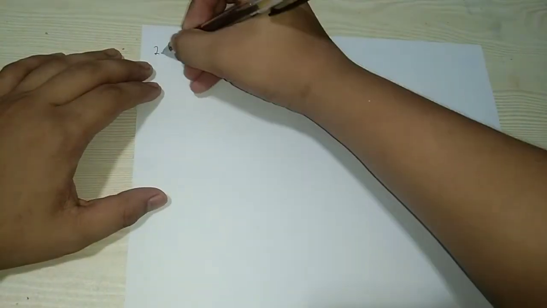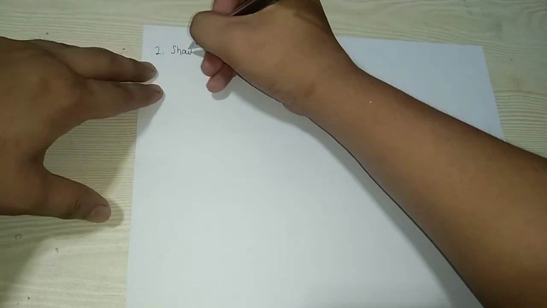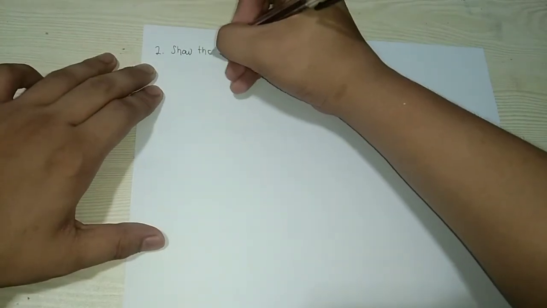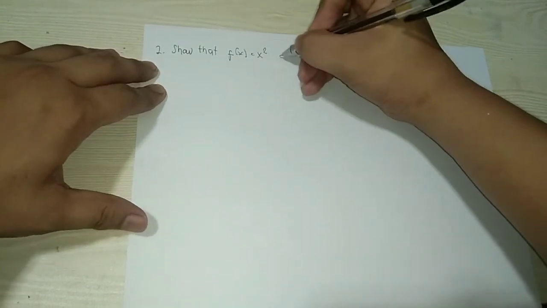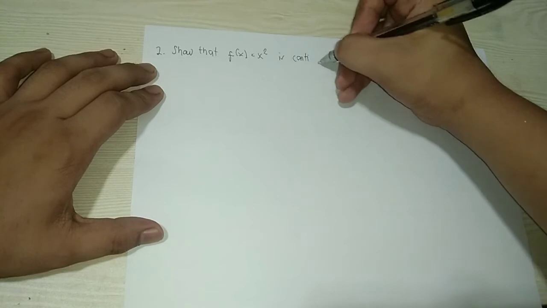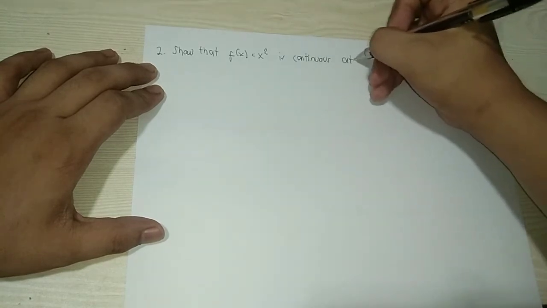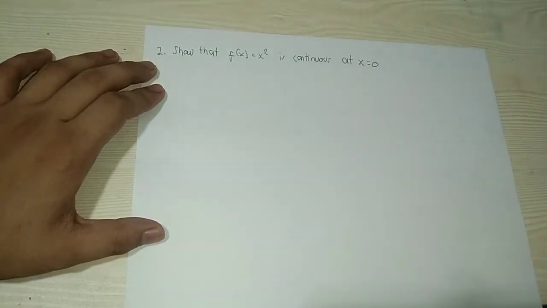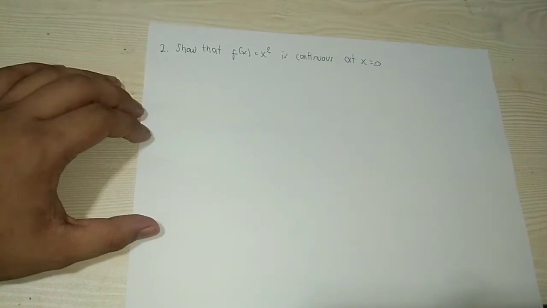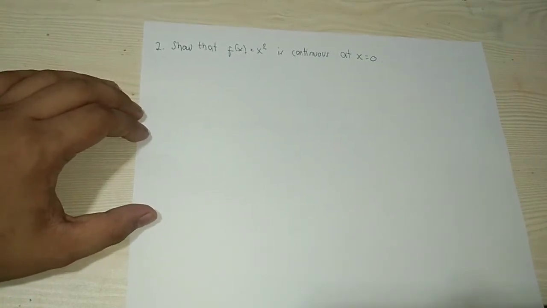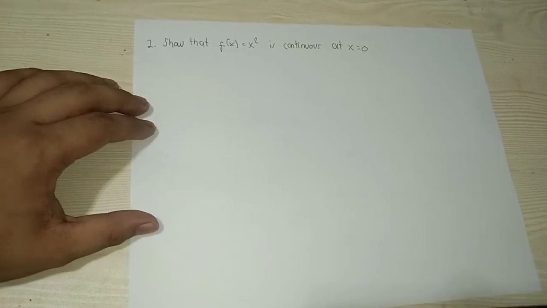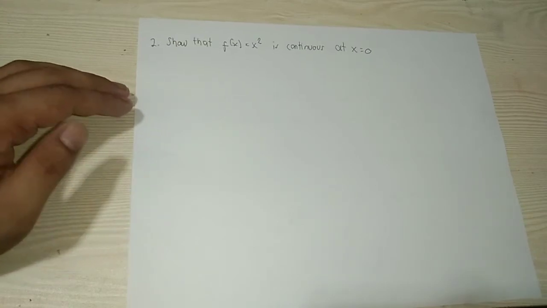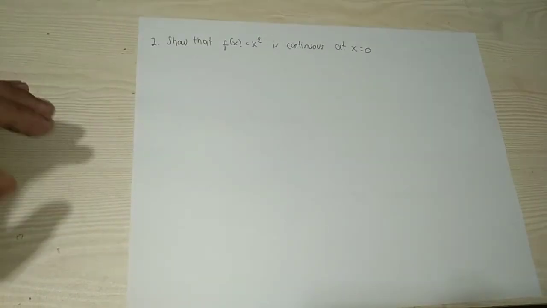Okay, so let's have another example, number 2. Show that the function f of x equals x squared is continuous at the point x equals 0. Okay, so we have two parts here. The first is discussion and then proof.